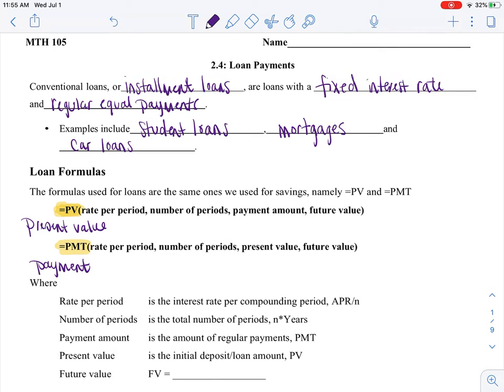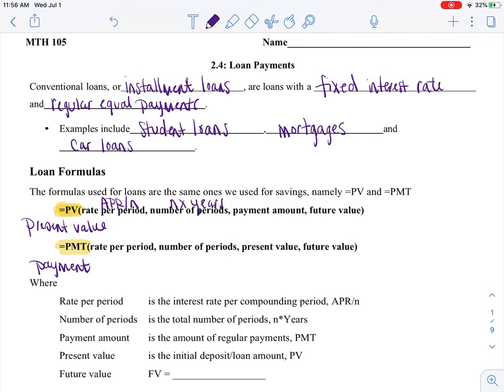Once again, those spreadsheets will prompt you with what you should put into the function. So rate per period, remember, that's always going to be your APR, or your rate, divided by how many times compounded per year. For loans, your student loans, your car payments, mortgages, you pay those monthly, so typically that N is 12. Number of periods is your N times the years that you have the loan, and then your payment amount.